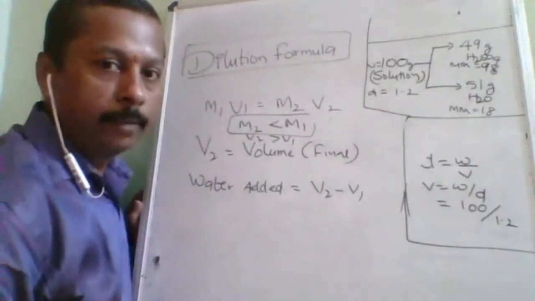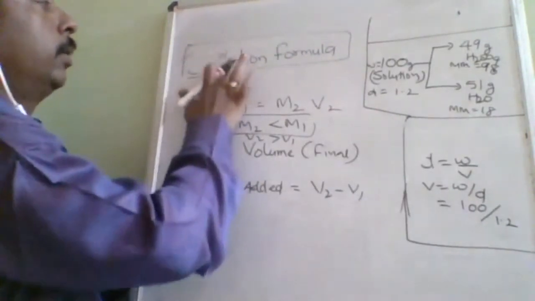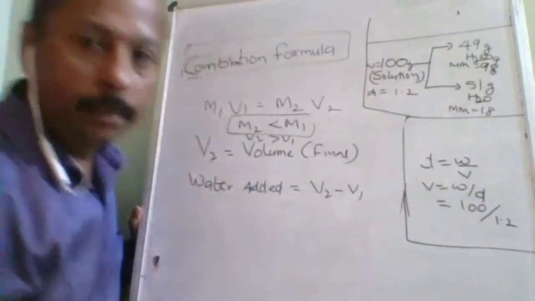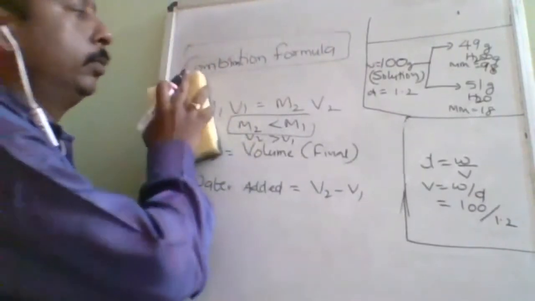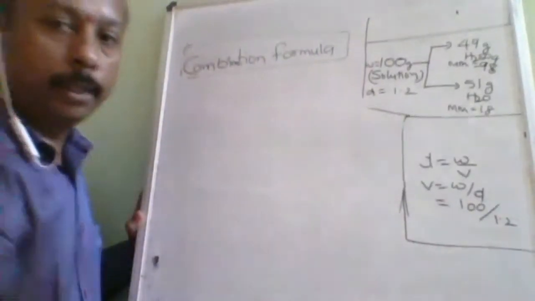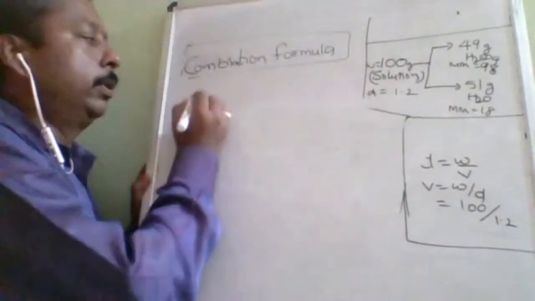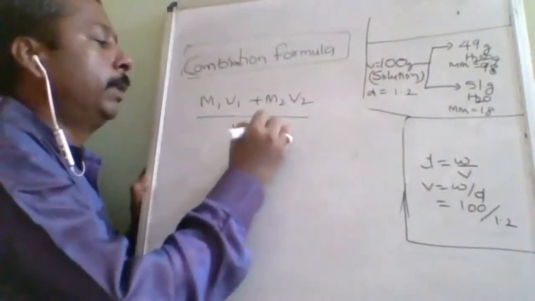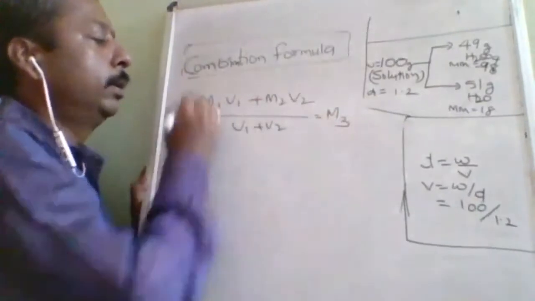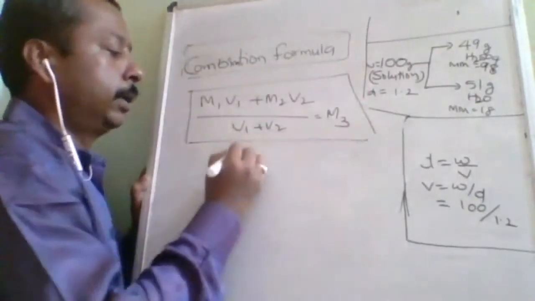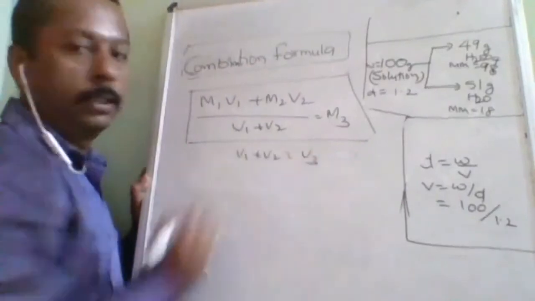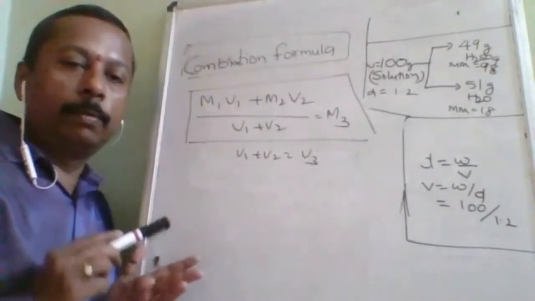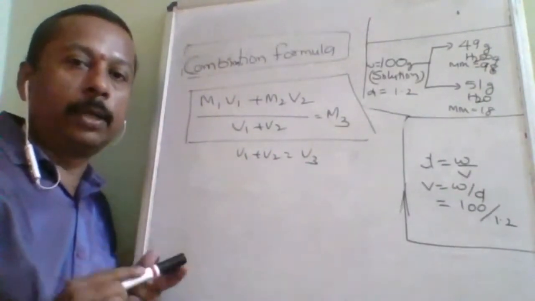The second one is the combination formula. Combination formula is used when you combine two solutions of the same solute. When you add two solutions of the same solute, (M1V1 plus M2V2) divided by (V1 plus V2) is equal to M3, the final molarity. Sometimes V1 plus V2 is also called V3. But you should make sure that both solutes are the same: both acid, both base, both salt, likewise.